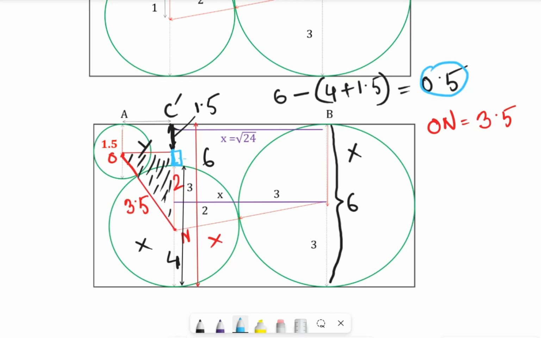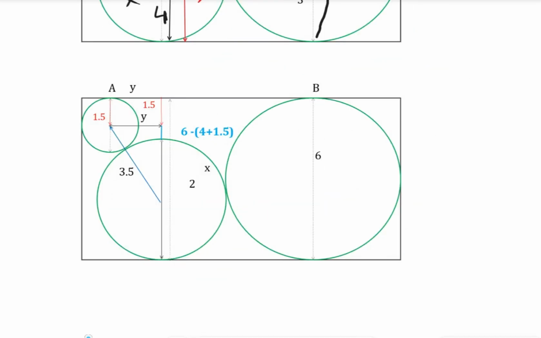So up to this length is 0.5. So up to this length is 2.5. Why? Because up to this much is 0.5, and this is the diameter of the middle size circle. So this is 2 plus 0.5, so 2.5.